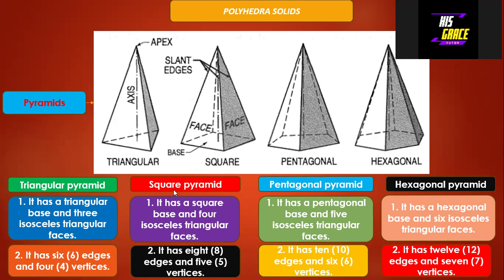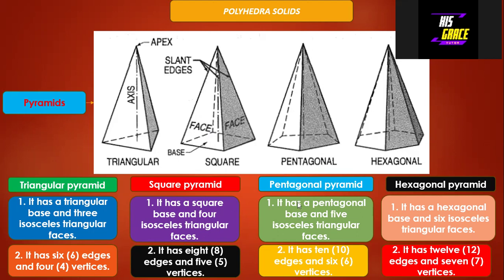Then we also have the square pyramid. The shape of the base is a square. As we have here, it has a square base and 4 isosceles triangular faces. Then it has 8 edges and 5 vertices. So 8 edges, we have 4 around here and 4 down here, making it 8. Then for the vertices, we have 1, 2, 3, 4, and 5. So those are the properties of a square pyramid.